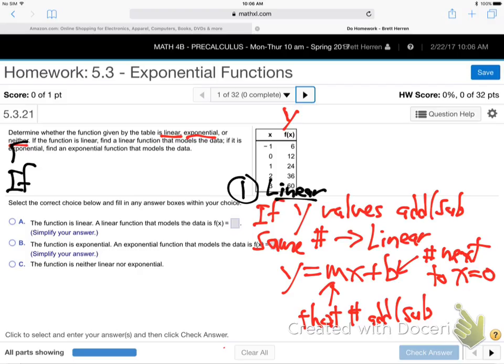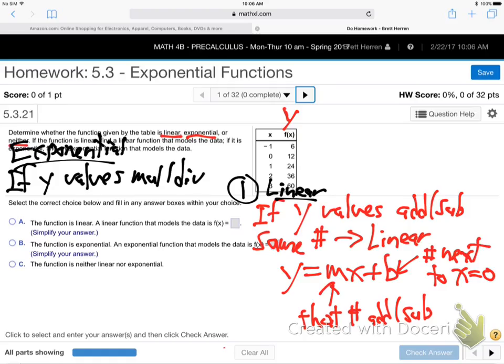So over here is the exponential. If the y values multiply or divide. Multiplying and dividing is the same thing, right? You multiply by the upside down, that's called dividing. Multiply by 1/2, that's the same as dividing by 2. Just like adding and subtracting are the same thing. If you add a negative, that's subtraction. So if y values are multiplied or divided by the same number, then that's exponential.